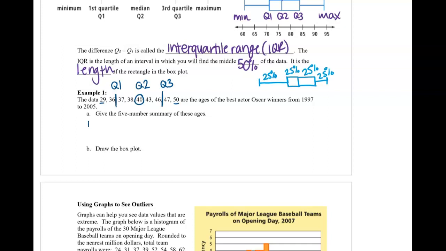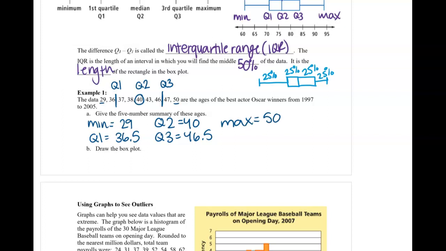So for the 5-number summary, minimum is 29, Q1 is 36.5, Q2 is 40, Q3 is 46.5, and the max is 50. So sometimes people write the 5-number summary just in brackets here and go in order. So 29, 36.5, 40, 46.5, and 50. You're welcome to do it that way as well, as long as it's in the correct order.